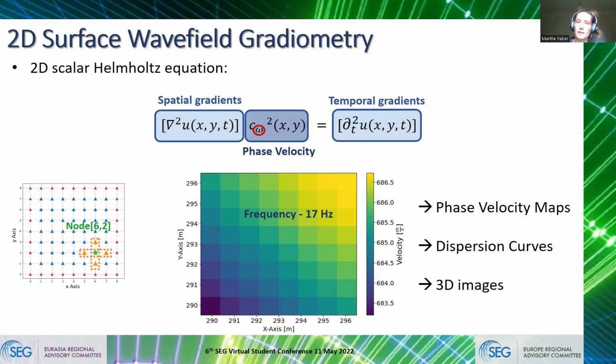And the quality of those obtained images depends on how well the used wave equation, so how well the 2D scalar Helmholtz wave equation, approximated the measured wave field. So to make sure that those images we obtain are as accurate as possible, we need to take a closer look at the wave equations we use for grid geometry.